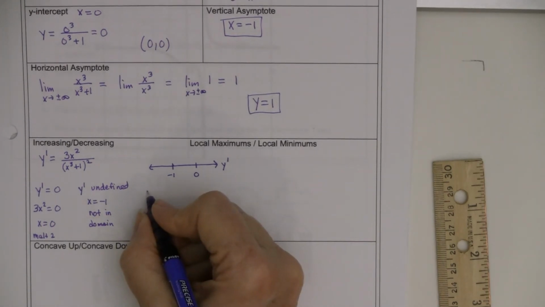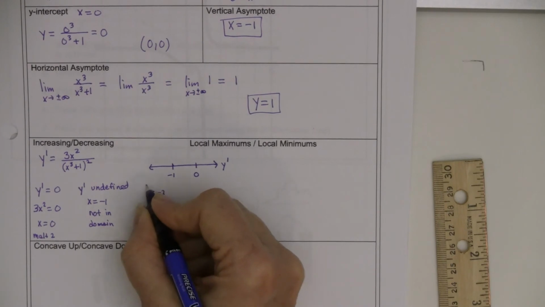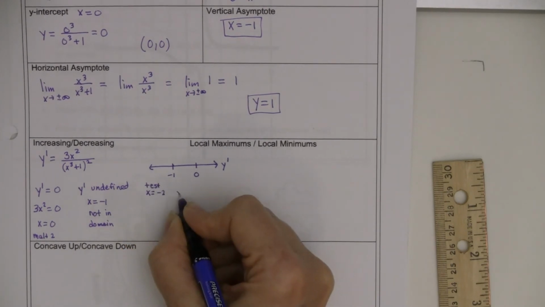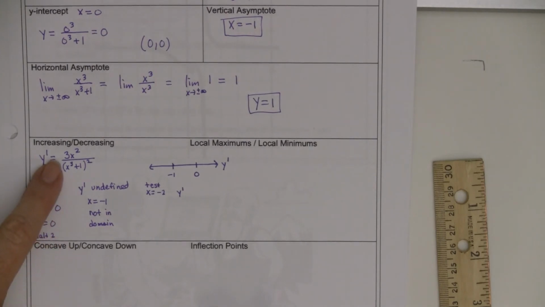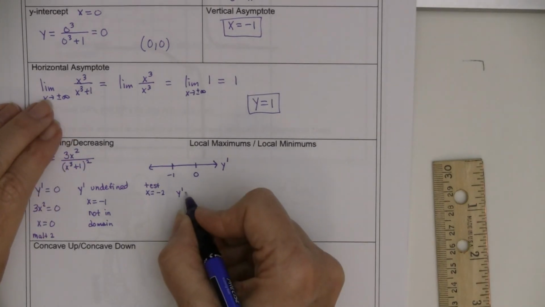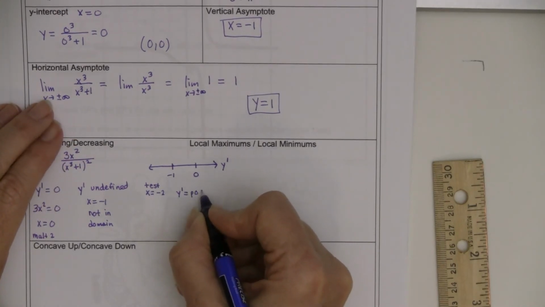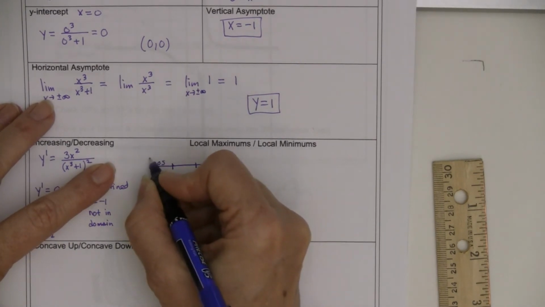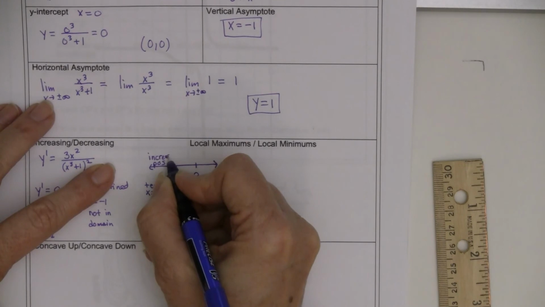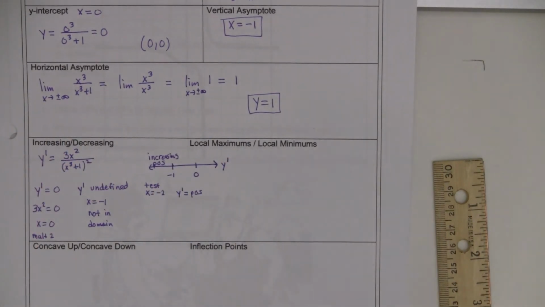So I like to test points. Like I would test x equals negative 2. So this is my test. And all I want to know is, is f prime positive or negative? So if I put in negative 2, well, the numerator will be positive because you're squaring it. If I put in negative 2 there, then that would be whatever I get, but then I square it. And so do you guys agree that's positive, right? Because it's positive divided by a positive. And so this is positive, so that we know that it's increasing. It's going up. And then we could look at the rest of them.